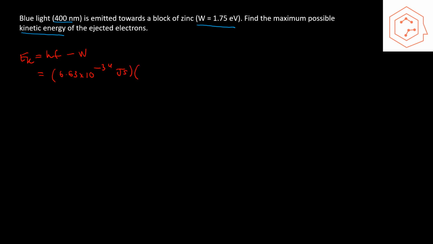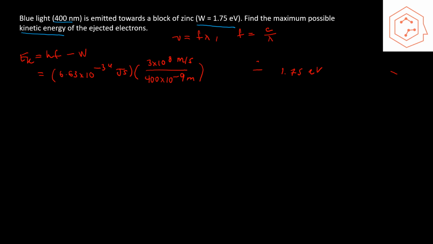Our frequency we can find by using our equation for all waves. So we know that the speed of a wave is equal to its frequency times its wavelength. For light, the speed is c, and so the frequency is going to equal c divided by the wavelength. So we'll have c, which is 3 times 10 to the 8 meters per second, divided by the wavelength of our light. We want to use SI units, so it's going to be 400 nanometers times 10 to the negative 9 meters. And then we're going to subtract the work function, which in our case is 1.75 electron volts.